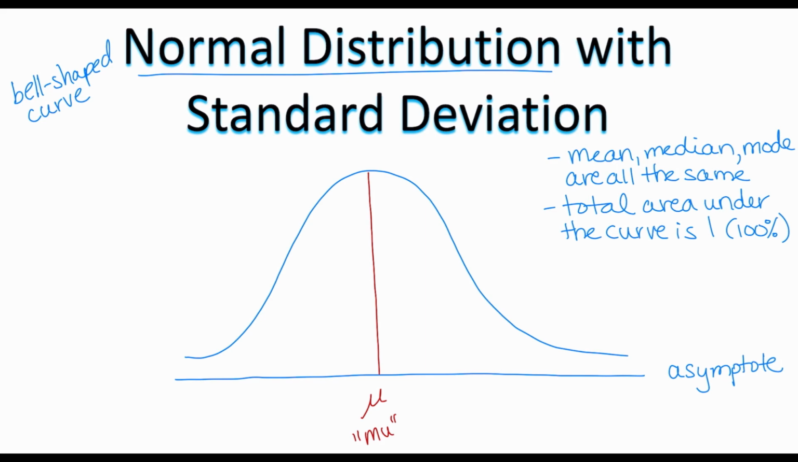And so notice that because the mean cuts it in half, that means that the area to the right of the mean accounts for 50% and to the left also accounts for 50% of the distribution.